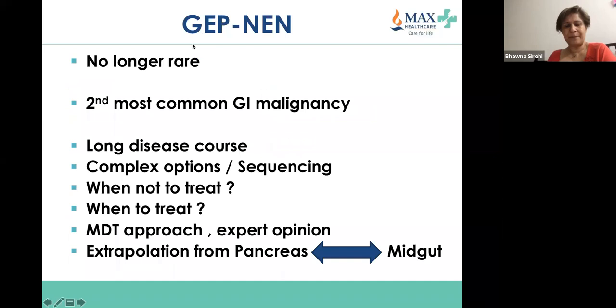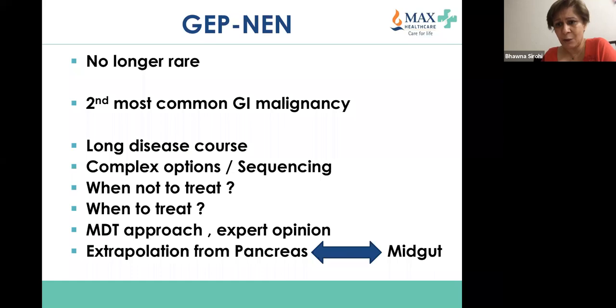So, like I said, they're no longer rare. They are the second most common GI malignancy. So we really need to know everything about this. And they have a long disease course. So you can hold all the treatments that I'm going to discuss today. Now, it doesn't matter whether you're doing your surgery, radiation, or medical. It's very important because quite a few of us will not practice in major big centers in cities. We may go into small towns and practice. So it's very important to know what are the treatment modalities that are available. And there are some treatment modalities that you can commence the patient on as well.